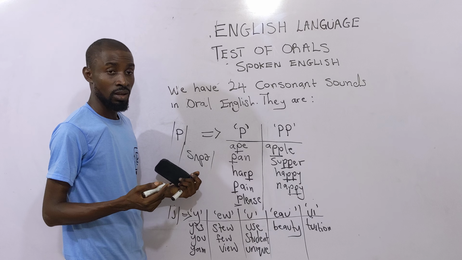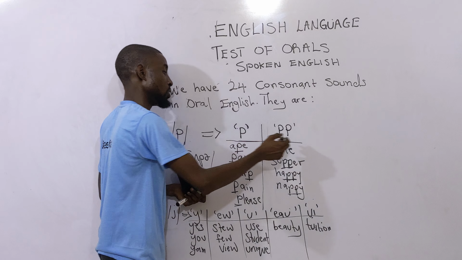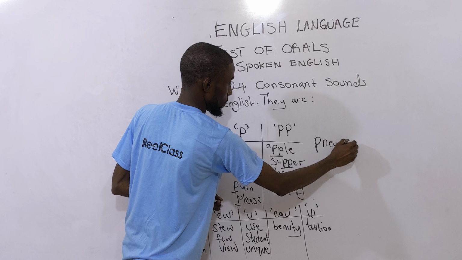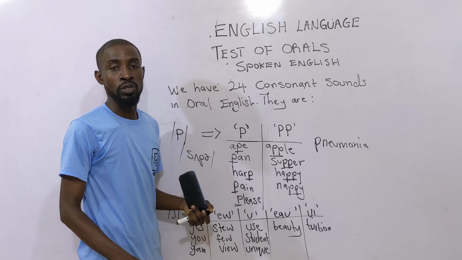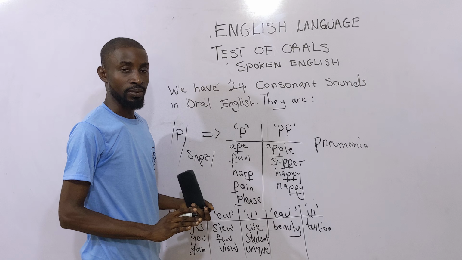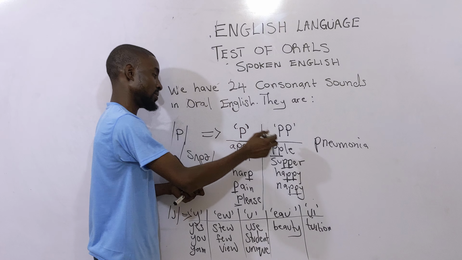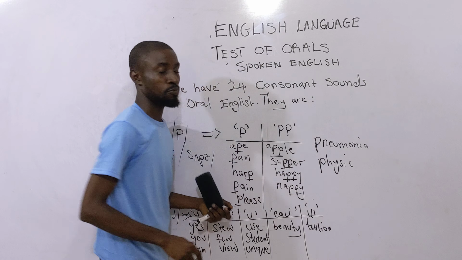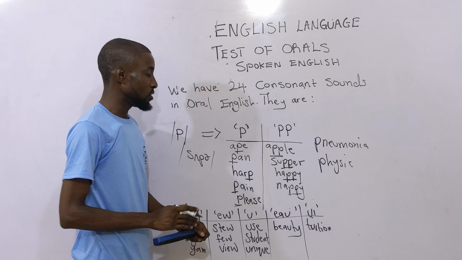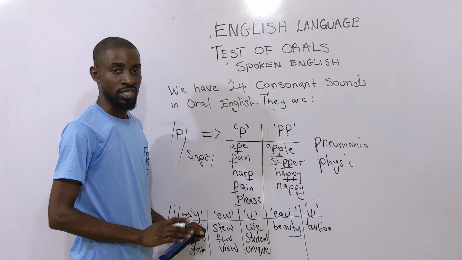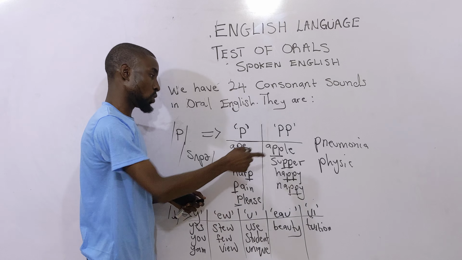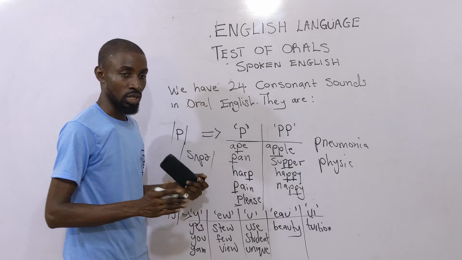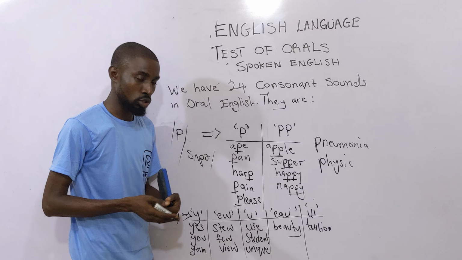There are some P's that don't sound out, like pneumonia. You don't say pneumonia, you say pneumonia. And then the P in physics is not pronounced as P. All these ones are exceptions. You pronounce it as physics, or you just say pieces. So all these ones are exceptions. Those ones that normally you don't pronounce their P sound, or their P sound is in a different dimension.